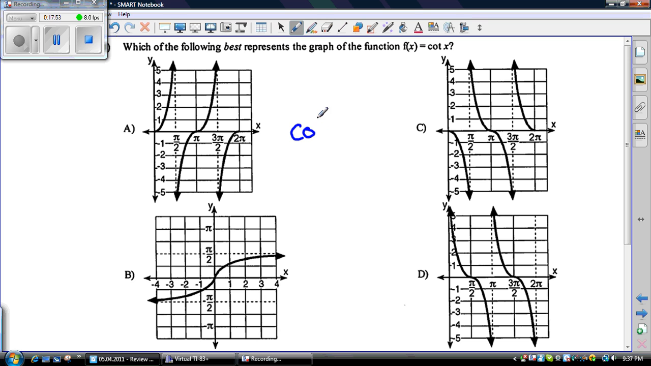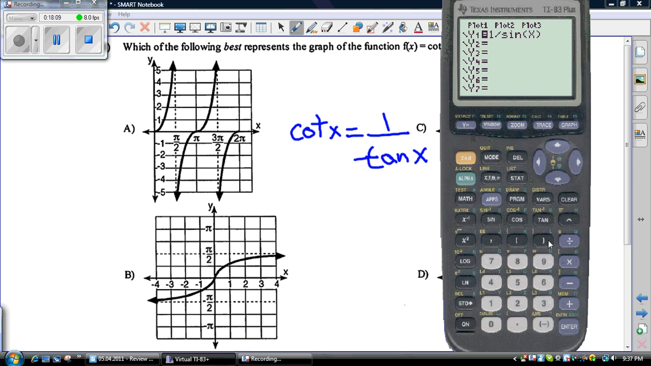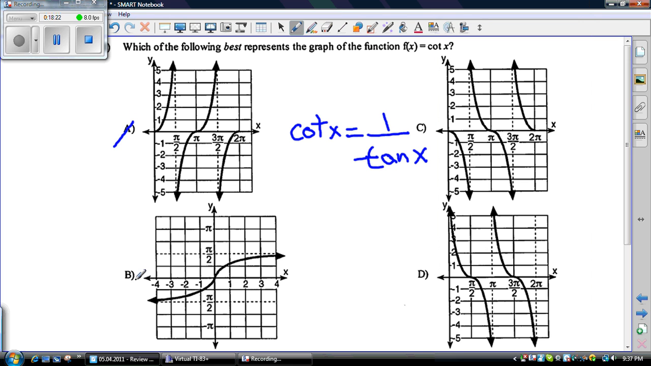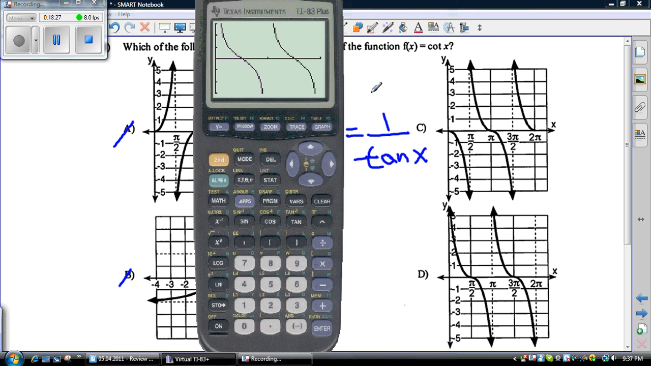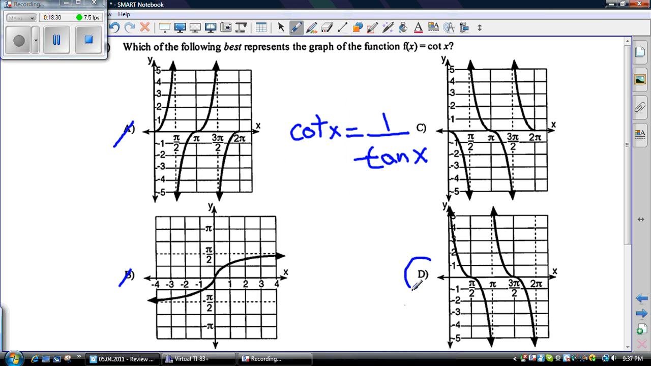Cotangent of x. Well, you know, the cotan of x is the same thing as saying 1 divided by the tan of x. Okay. So, now let's take a look. Let's check out our calculator. So that's going to be 1 divided by the tan of x. And let's see what we got. Well, I can tell you one thing. It's not A. It's not B. It could be a close call between C and D. No, it's D.